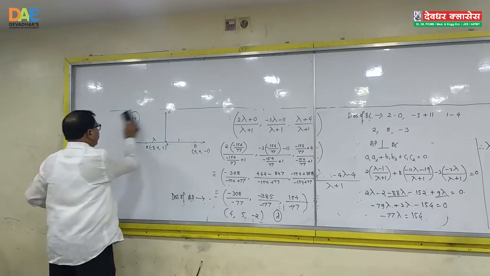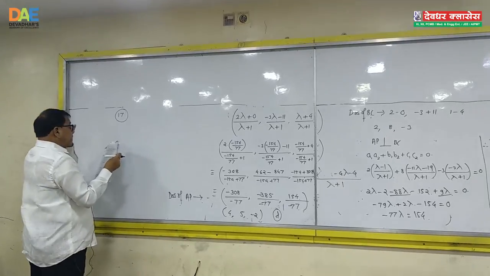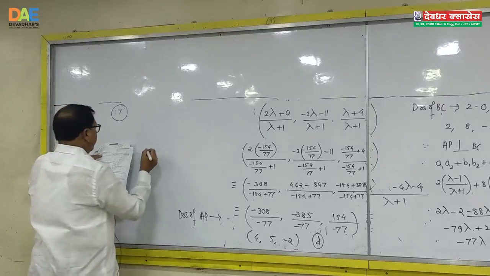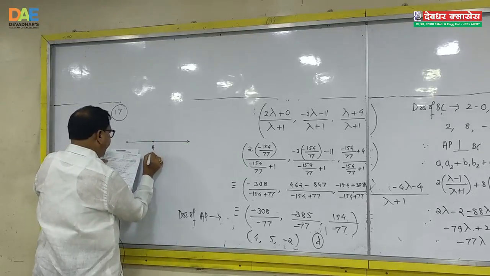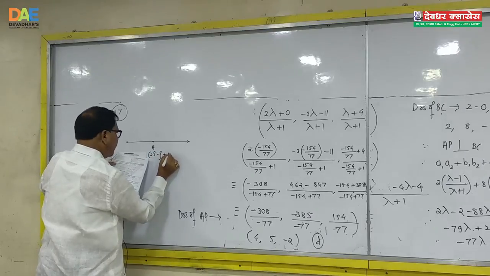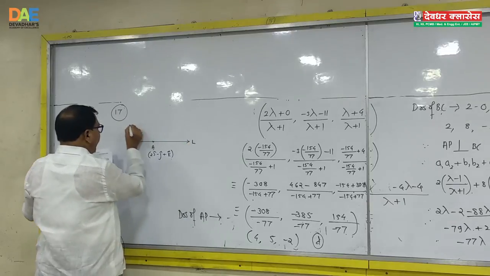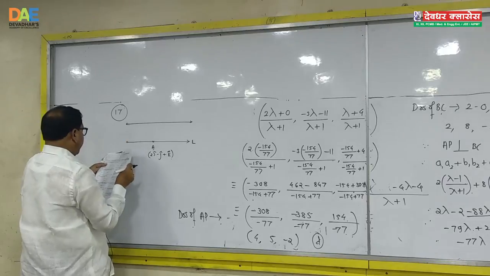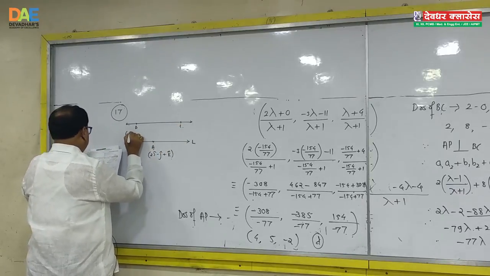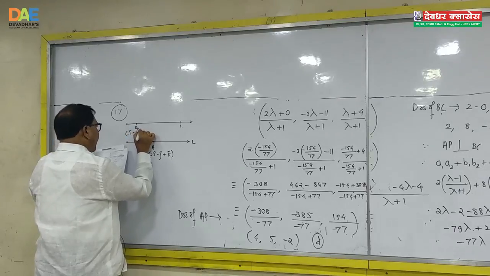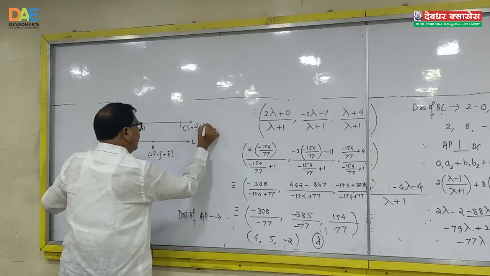Example number 17. The equation of the line passing through the point i minus j plus k and parallel to the line joining the points with position vectors, say B and C, with position vector B equal to minus i plus 4j plus k and C equal to i plus 2j plus 2k.